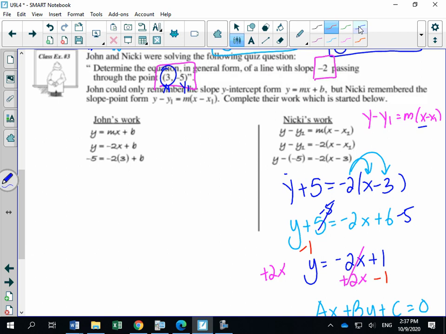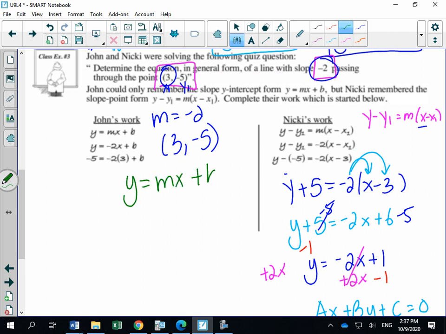We were told that the slope is negative 2. We were also told that our point is 3, negative 5. What you could have done is say, I'm going to figure it out from here. y is equal to mx plus b, because I know what m is. m is negative 2. So y is equal to negative 2x plus b. The only thing we're missing is that y-intercept, right? How would I get that?